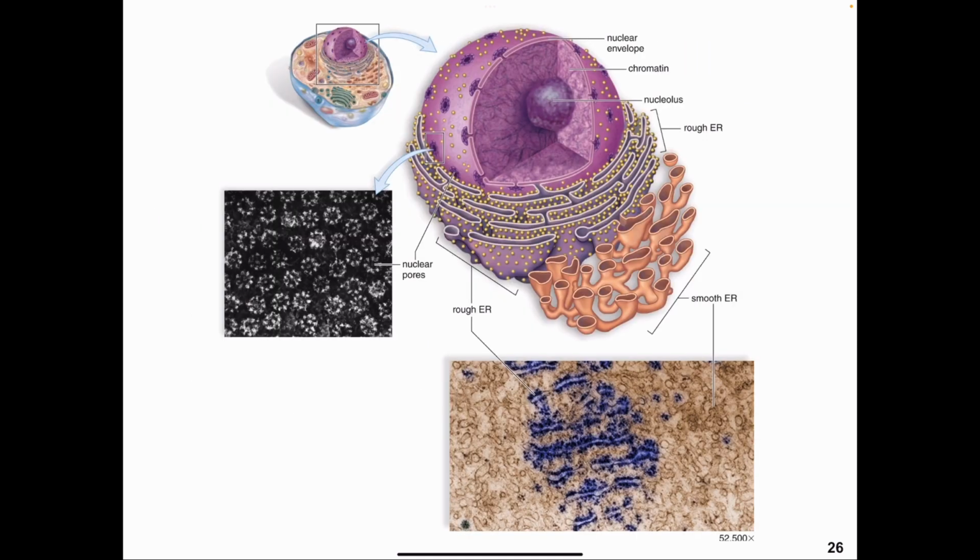Okay, and that rough endoplasmic reticulum will be involved in protein synthesis. Now, here we have the nuclear envelope, as you can see here. It's a double membrane, but I spare you the detail. We're going to have here the pores, the nuclear pores. All right, we're going to have chromatin in here.